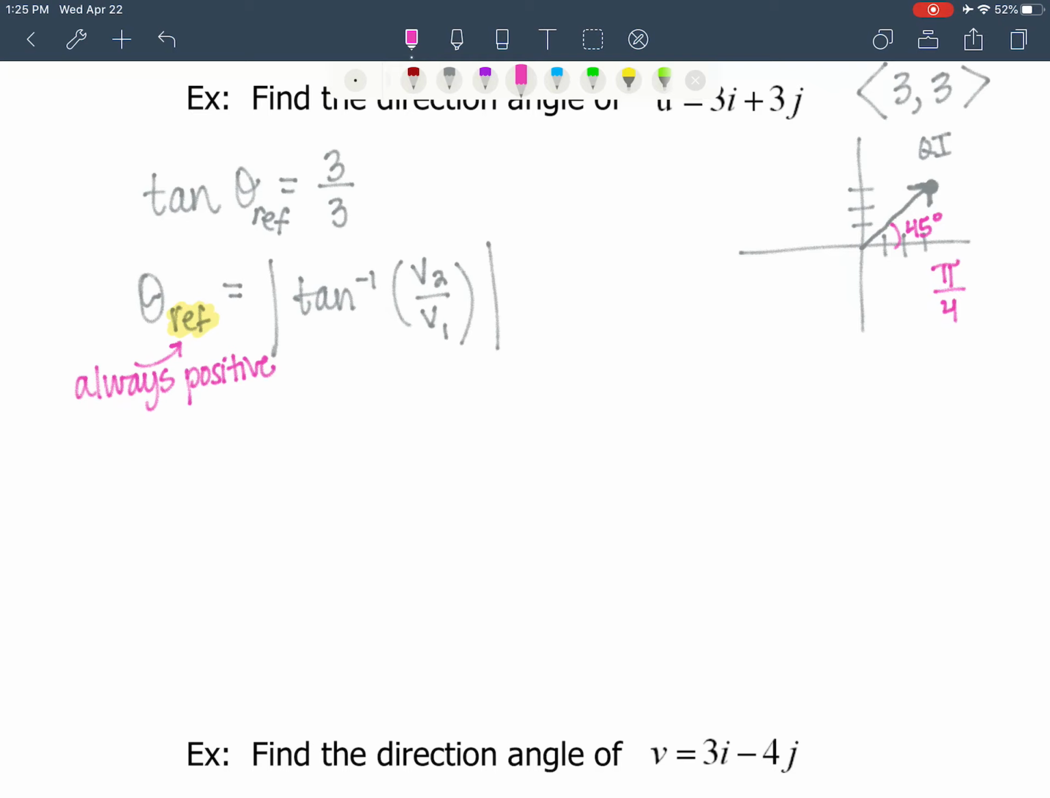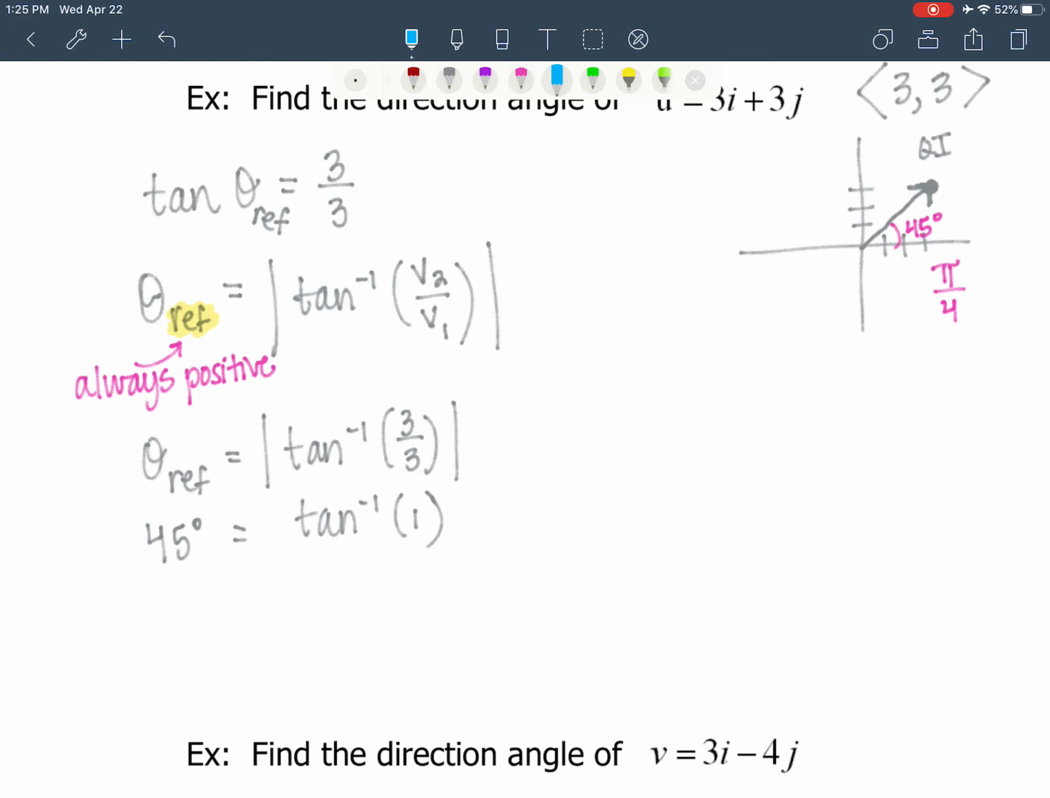So I'm going to use absolute values, in case I get a negative value, I'm going to make it positive. So theta reference is equal to, in this case, the inverse tangent of 3 over 3, which is 1. The inverse tangent of 1 is 45 degrees. So I didn't need the absolute value there in this particular case.